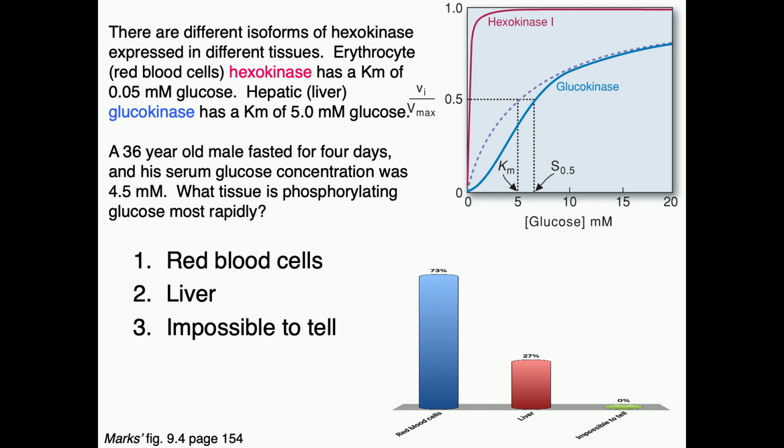But essentially, okay, if you're fasted, you haven't had a carbohydrate meal in a few days, you need to preserve glucose for your red blood cells, right? Red blood cells don't have a mitochondria, so they're dependent on glycolysis.